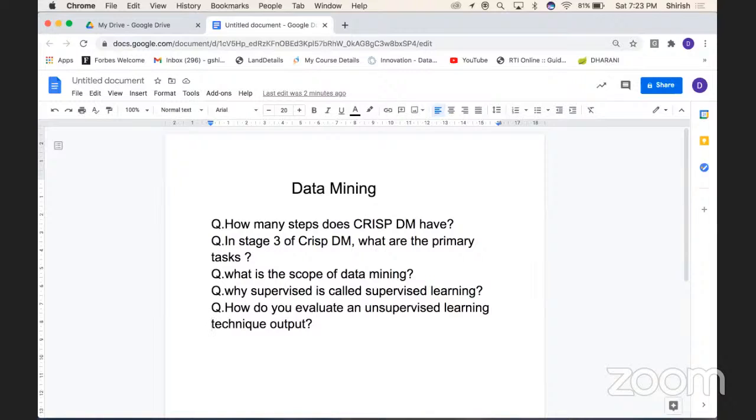Suppose you take clustering. How do you evaluate? You have formed the clusters. Is the cluster formed correct or not? How do you know? You formed one cluster, then how is it correct?